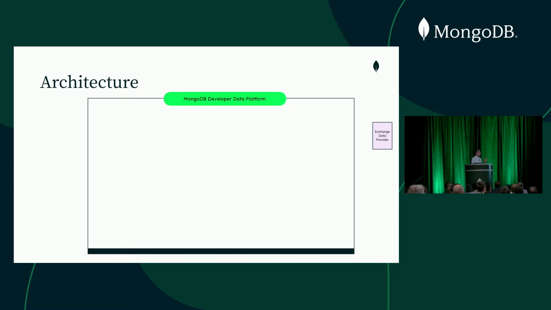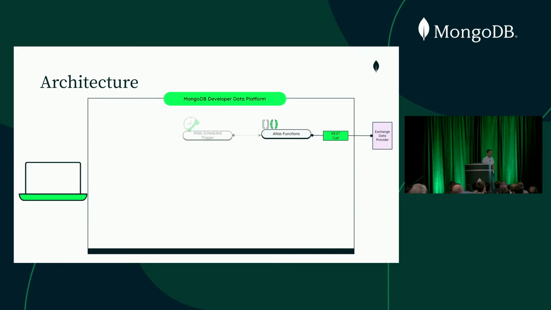And in the middle, you see the MongoDB Developer Data Platform. And at the left-hand side, you see a client device. Okay? So everything starts with Atlas Functions. In an Atlas function, I make a REST call and retrieve market data and price information. This function is scheduled and executed every minute, and we load the data into MongoDB Atlas cluster time series collections.